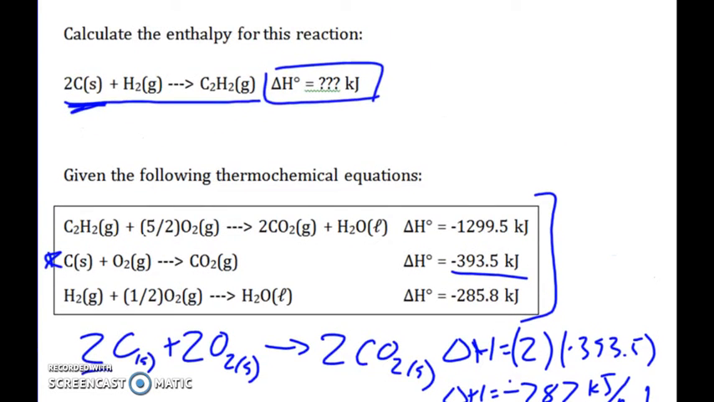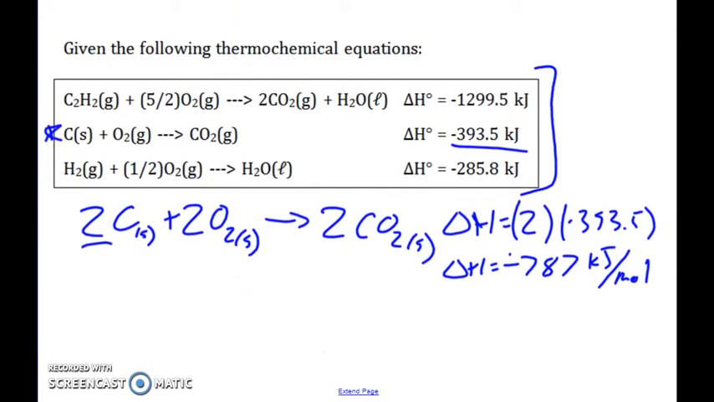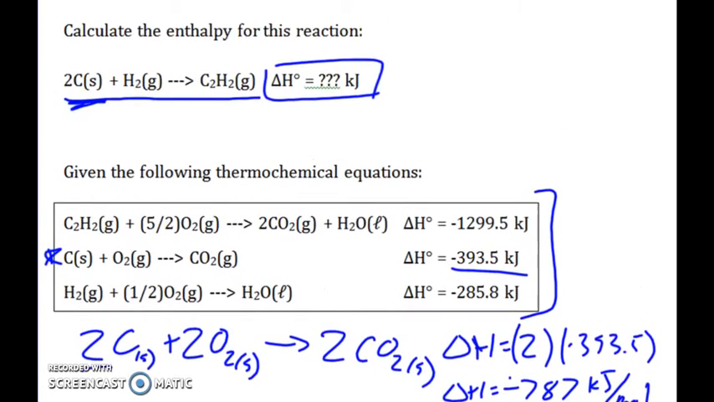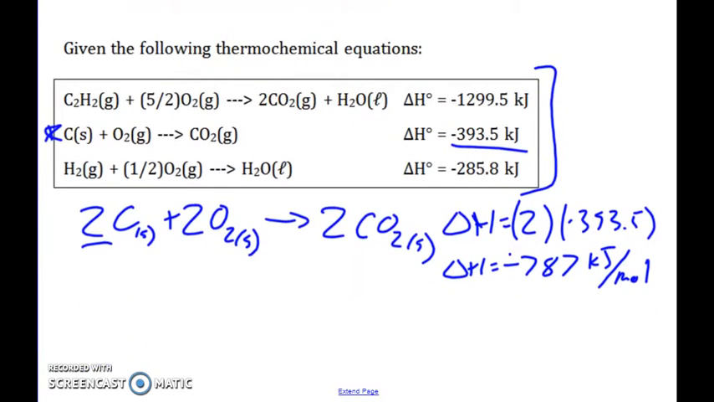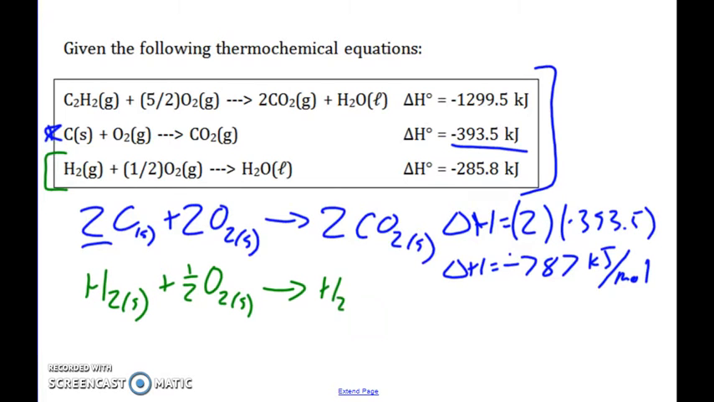What else do we need to know? We need to get hydrogen gas on the left side. Now from what we have here, we just have a simple hydrogen gas. So in that case, copying this equation out perfectly will probably be fine. So H2 gas plus 1/2 O2 gas turns into H2O. Because nothing's changed, we can just say our delta H is equal to negative 285.8 kilojoules per mole.